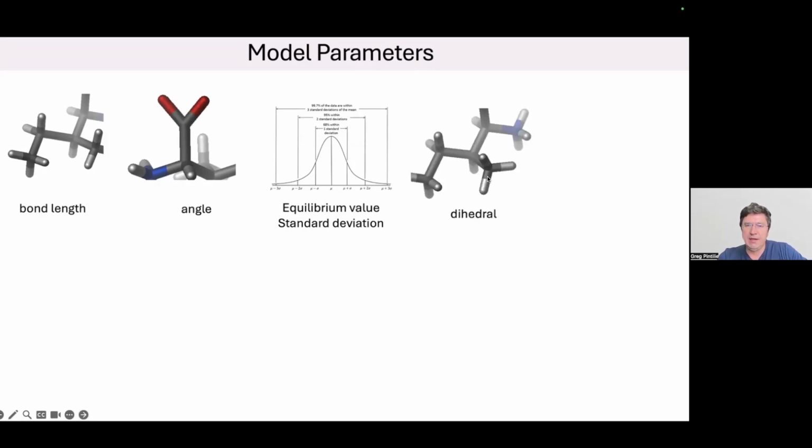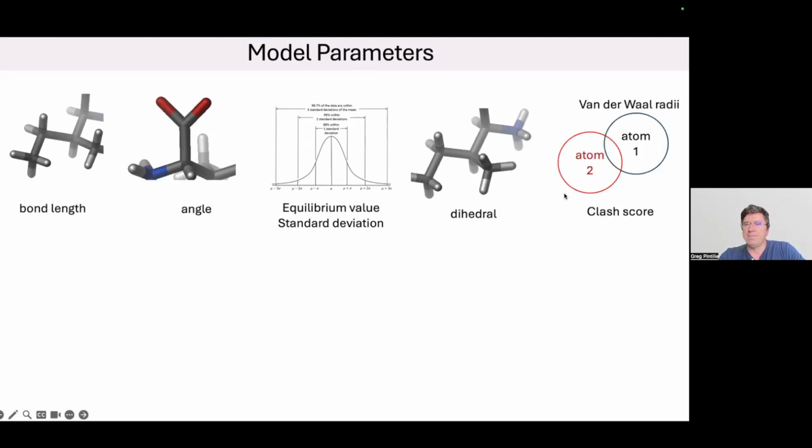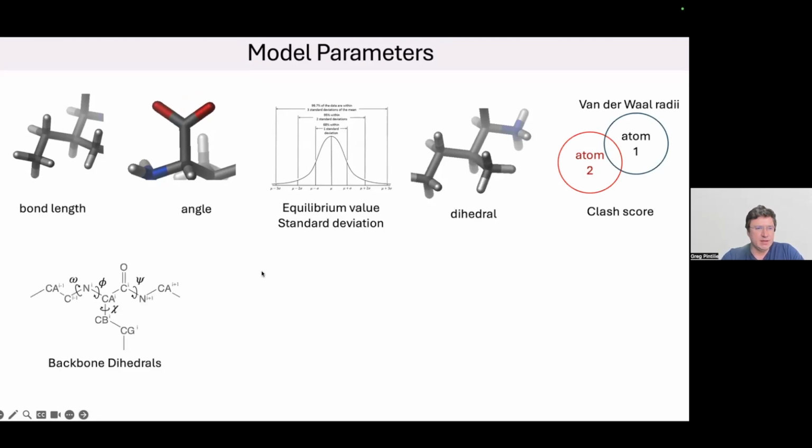Another parameter is a dihedral. A dihedral is a rotation. You can think of it as a rotation around a bond. To define a dihedral, we usually use four bonded atoms. So we start here, then this one, and it's basically the angle between these four atoms. We also use van der Waals radii. If two atoms are too close together, they're very likely to clash. They don't like to be that close together. So clash scores are also measured to see if any two atoms are too close together to be physically realistic.